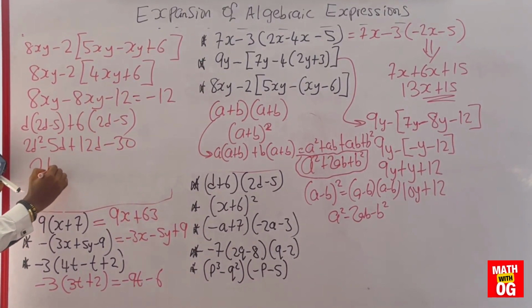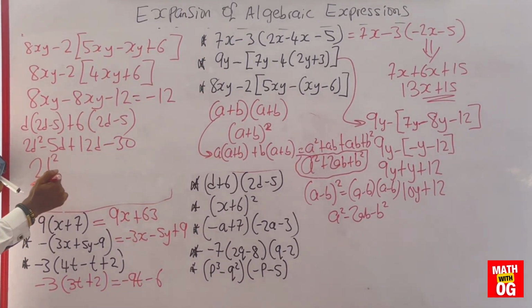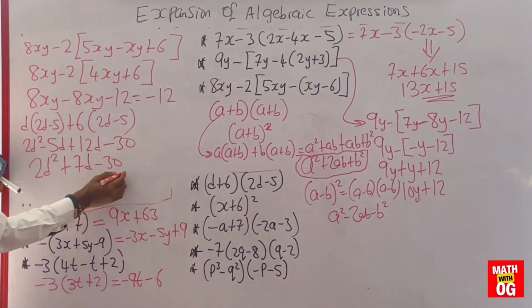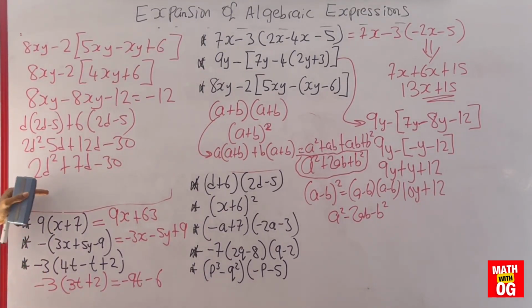So this will give us 2d squared minus 5d plus 12d. That's simply 12 minus 5. That will give us a positive 7d minus 30. So I believe this is the final answer. There are no like terms here.